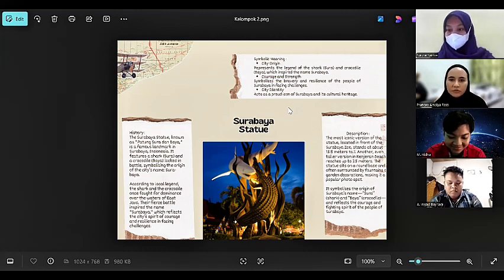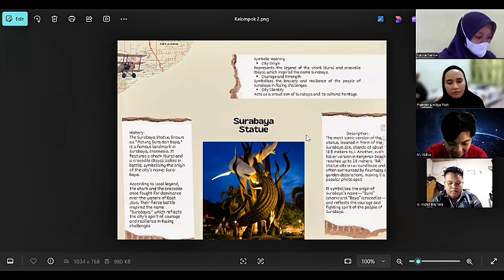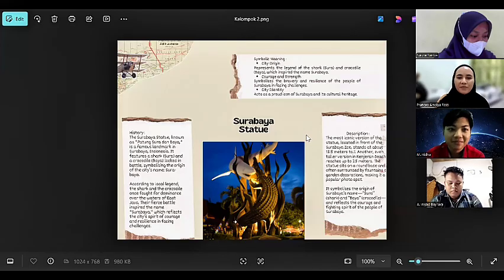And also the description of the Surabaya statue: the most iconic version of the statue, located in front of the Surabaya Zoo, stands about 13.5 meters tall. Another even taller version in Kenjeran Beach reaches up to 25 meters. The statue sits on a round base and is often surrounded by fountains. Garden decorations make it a popular spot. It symbolizes the origin of Surabaya's name: Sura means shark and Baya means crocodile, and it reflects the courage and fighting spirit of the people of Surabaya. That's all, maybe.